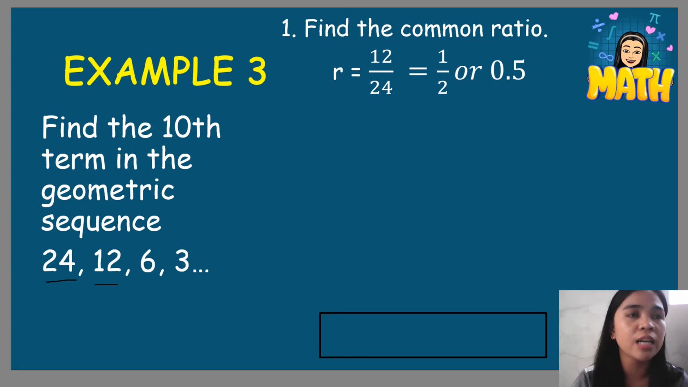Saan galing yung 1 half? That is the simplification ng 12 divided by 24. So, dinivide both numerator and denominator by 12. So, 12 divided by 12 is equal to 1. 24 divided by 12 is equal to 2. Or, kapag dinivide natin si 12 divided by 24 is equal to 0.5.